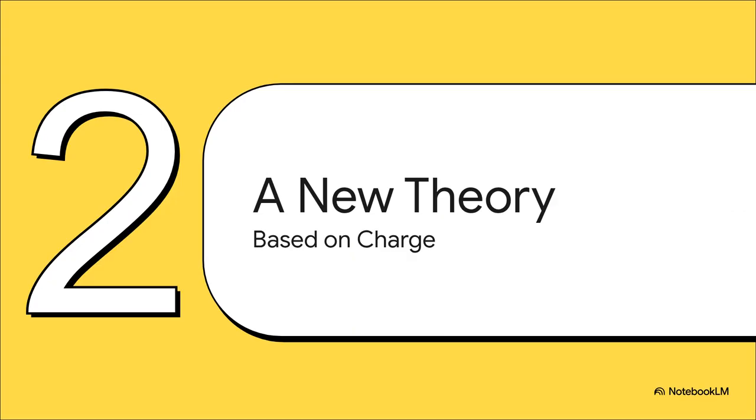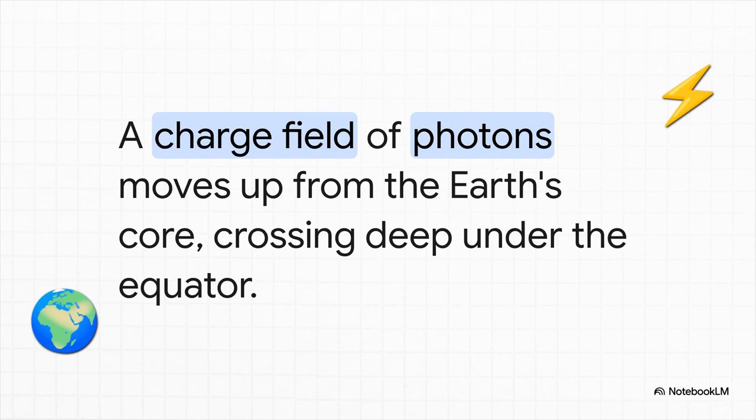Okay, so after laying out all those problems, the author proposes something completely different. It's a new model that isn't based on external fields at all, but on a fundamental charge moving up from inside the Earth itself. So here's the big idea. Forget about plasma getting pushed around. This theory says there are these foundational streams of charge, photons specifically, that are constantly moving up from the Earth's interior. You've got two huge streams, one from each pole, that curve and cross each other deep below the equator. And that crossing action, he says, is what causes the whole anomaly.